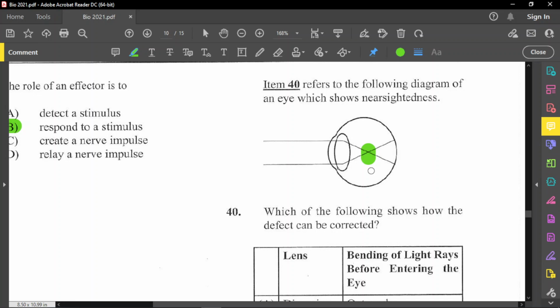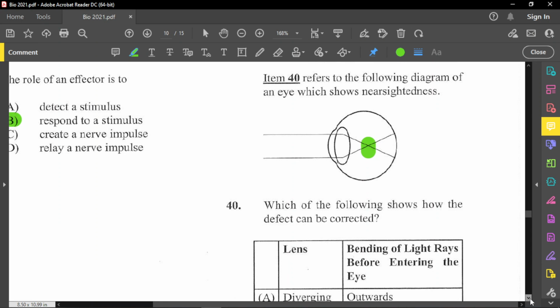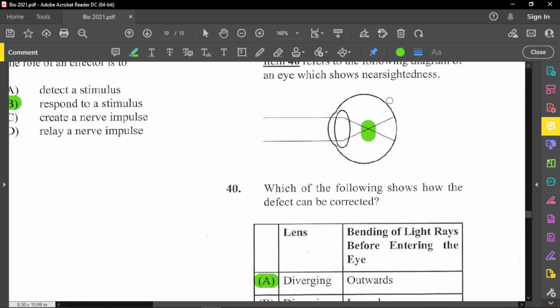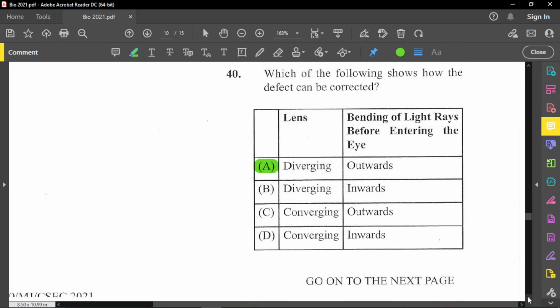All right, so which of the following shows how the defect can be corrected? How can you correct nearsightedness? Nearsightedness is corrected by what they call a diverging lens. What happens here is that the light will bend outwards before it enters the eye. So option A is correct. I'm going to go to a diagram and show you why it needs to bend outwards. Once bent outwards, the rays will open up a little bit further, and hence the image will be able to form on the retina instead of in front of the retina. If they close in, which is bent inwards, they're going to form even farther away from the retina.